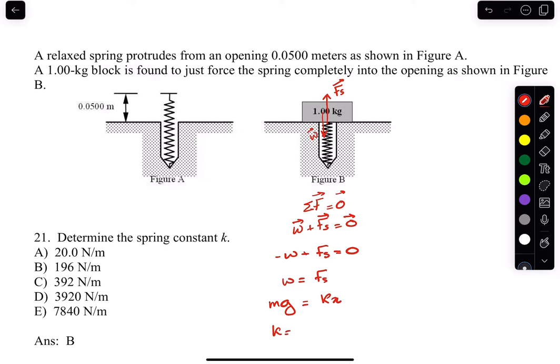I want to solve for K. So this will be mg over x. M is 1 kilogram, g is 9.8, and x is 0.05 meters. So we solve this, we obtain 196 newtons per meter for the spring constant.